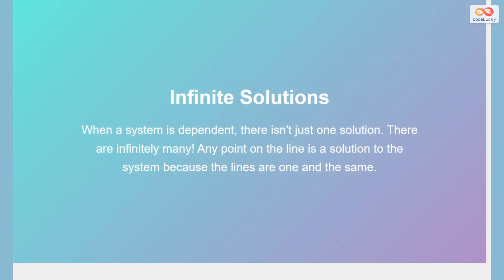Getting a true statement like 10 equals 10 means our system is dependent. This indicates that there isn't a single, unique solution. Instead, there are infinitely many solutions. Any point that lies on the line is a valid solution for the system.